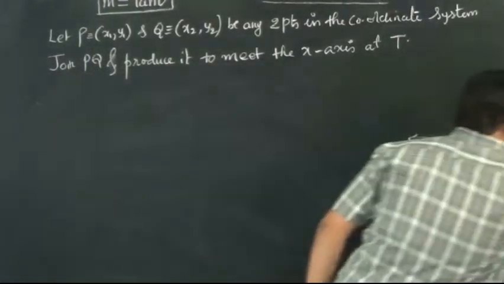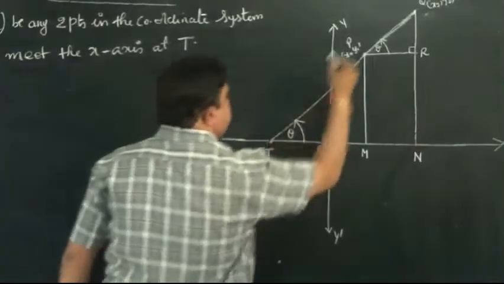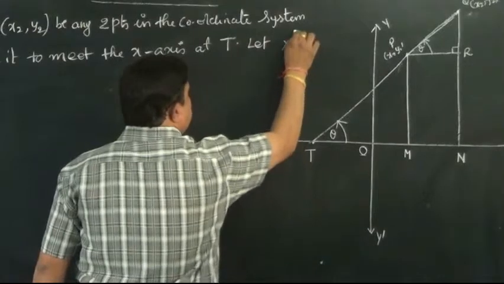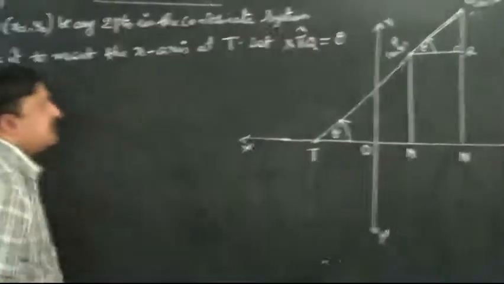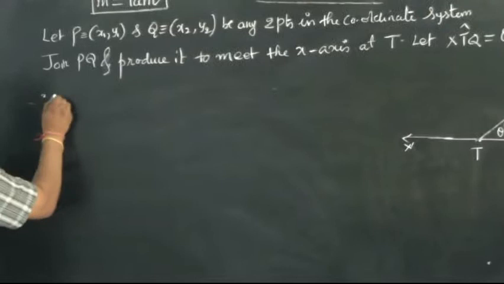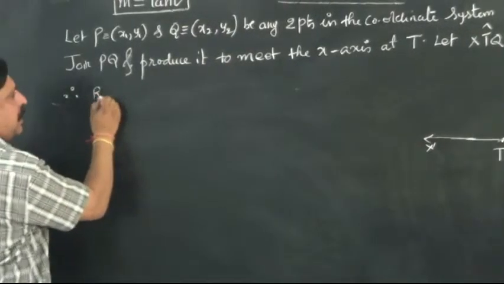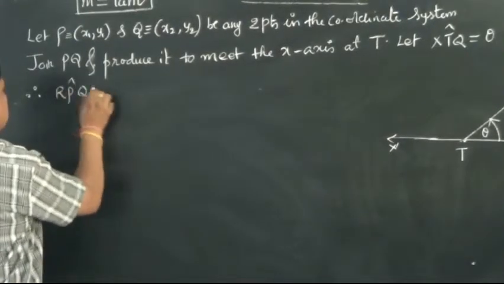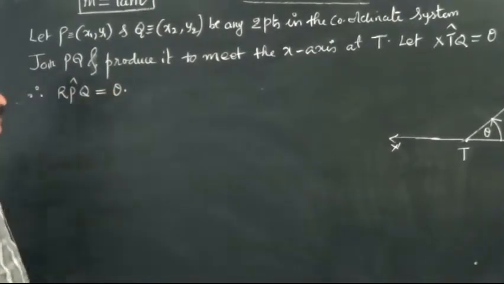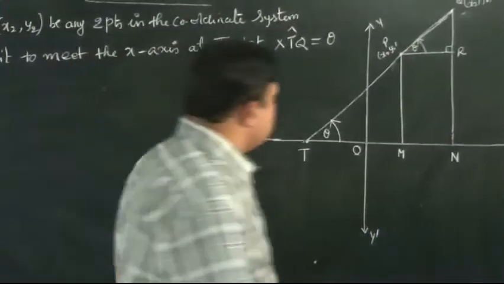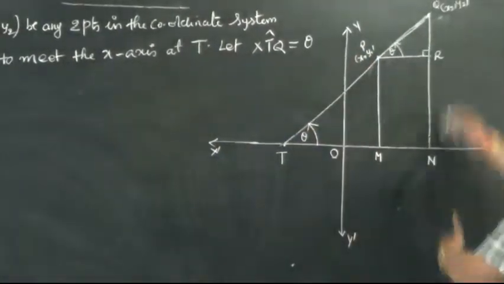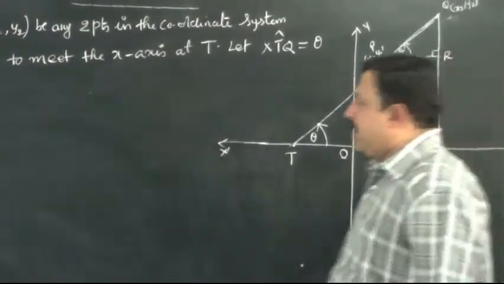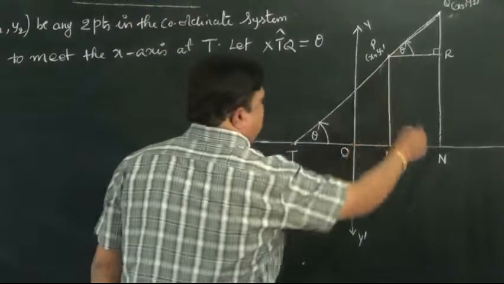Let angle XTQ be equal to theta. Therefore, angle RPQ is also theta because they are the corresponding angles. And of course, we have drawn PM and QN perpendicular to the x-axis and PR perpendicular to the line QN.